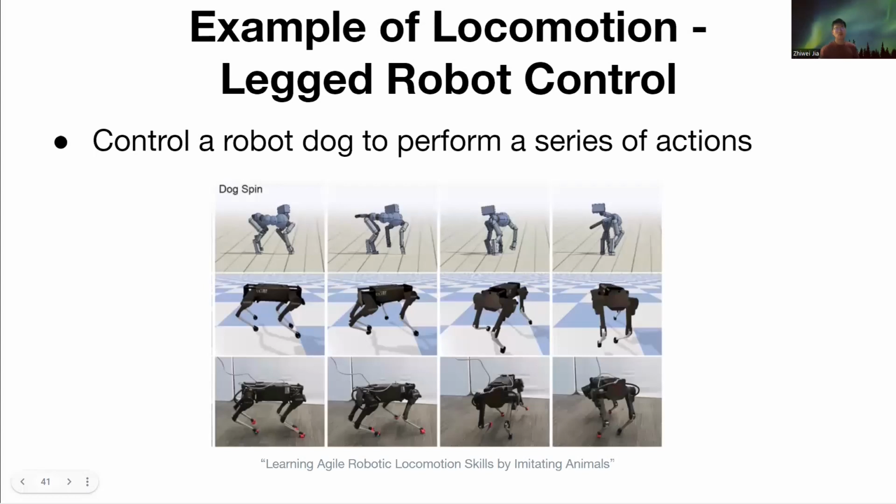The first example of locomotion is legged robot control, where the agent needs to control a robot dog to perform a series of actions, such as spinning as shown in the diagram below. This example here is taken from the paper called Learning Agile Robot Locomotion Skills by Imitating Animals.